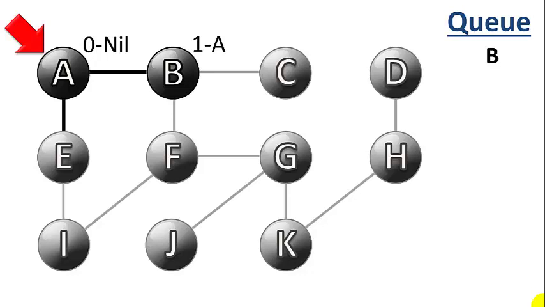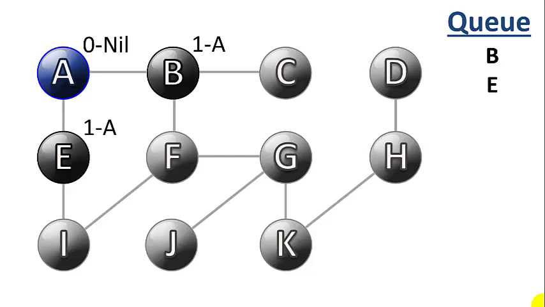We're done with B, so now we're going to go to E. We're going to color E black. We're going to update E's distance from the source and predecessor vertex. And we're going to add E to the queue. So now we'll mark A as finished, blue.